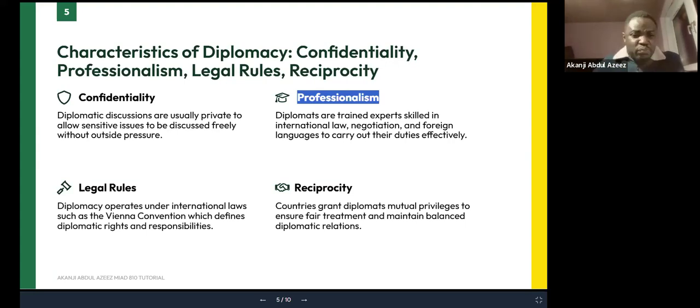Understand now? That is, countries grant diplomatic mutual privileges to ensure that there's fair treatment and maintain balance in diplomatic relations. You want them to treat your country well, your diplomat well, you should also treat their diplomat well in your country. Understand?